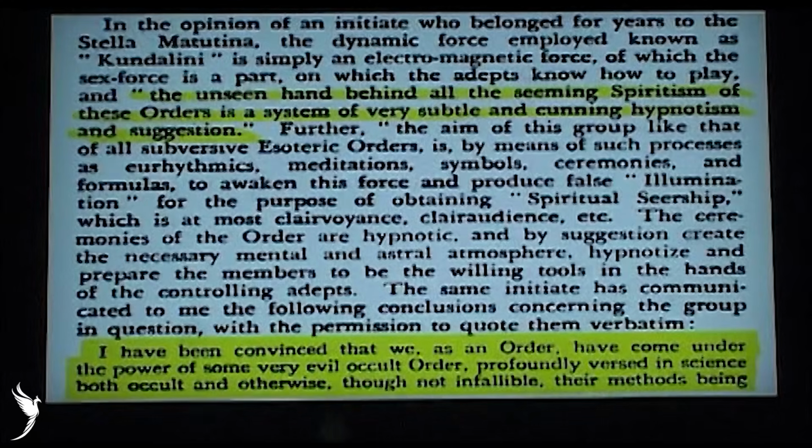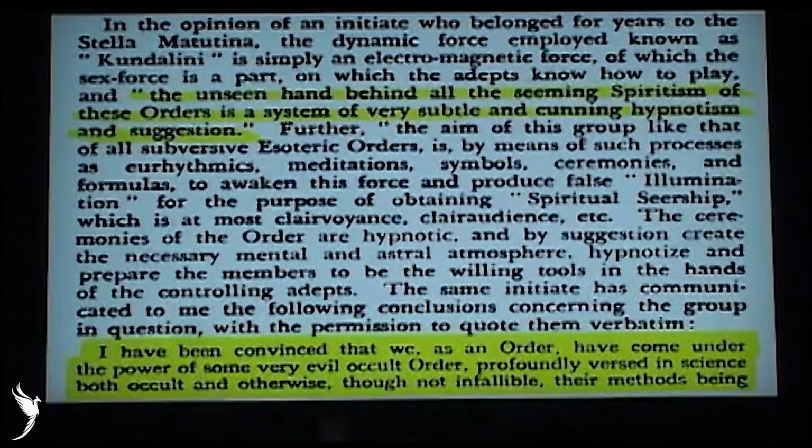The ceremonies of the order are hypnotic and by suggestion create the necessary mental and astral atmosphere, hypnotize and prepare the members to be willing tools in the hands of the controlling adepts. The same initiate has communicated to me the following conclusions concerning the group in question, with the permission to quote them verbatim. This was the quote from the lady who was a member of Stella Matutina.